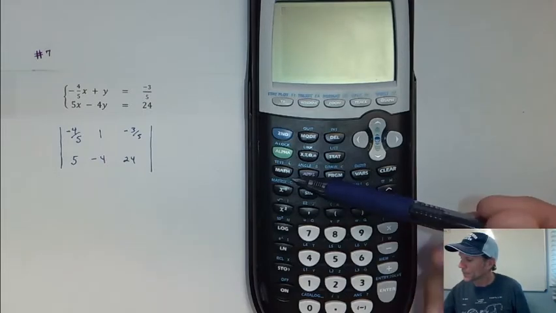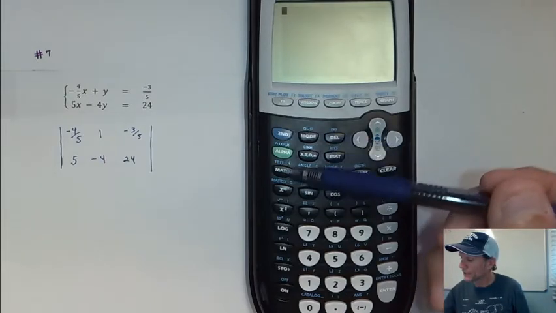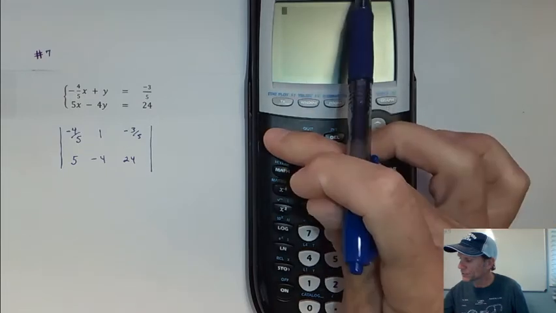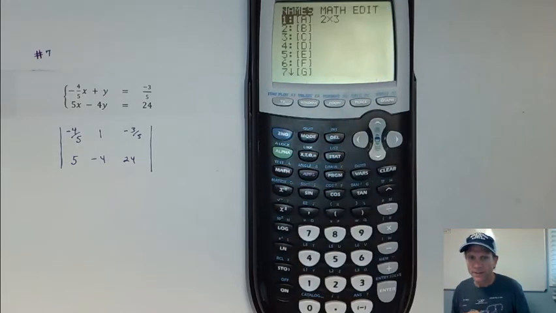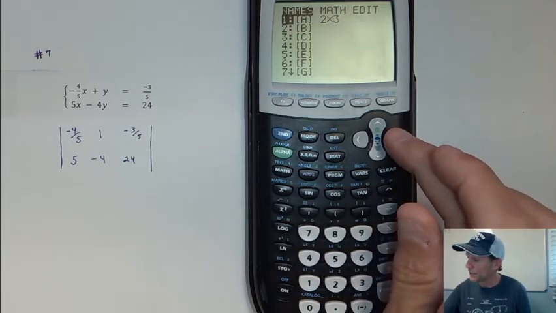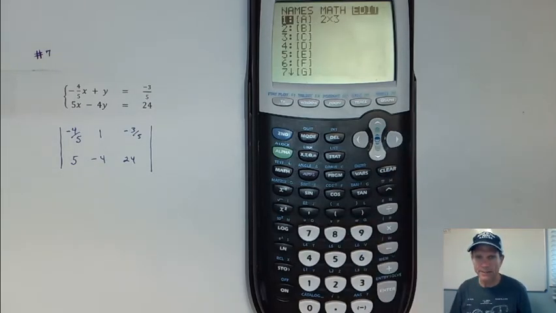So to access matrix, we have to push second and then this button here. So I'll push second and then the x to the -1 to get to the matrix. It's labeled for you above there in blue or whatever color it is on your calculator. Remember, we're going to go over to edit. That's the first thing we're going to do, and we want to push enter to access that matrix.